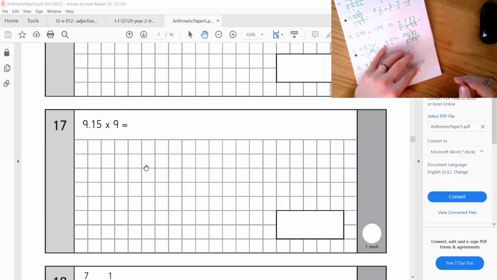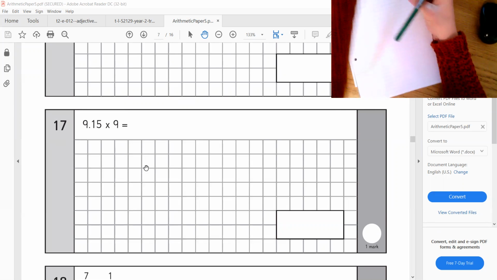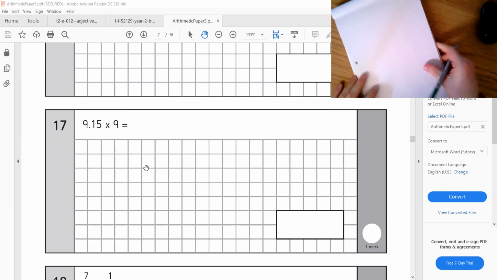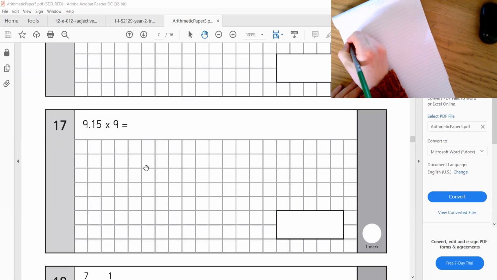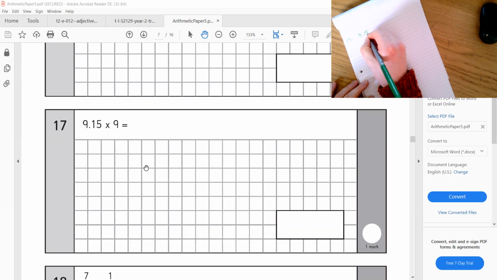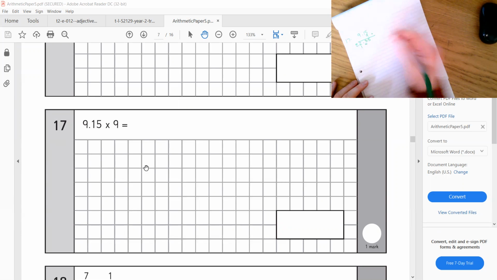Question 17. I'll have to flip over now. You see that? Yeah, question 17. 9.15 times by 9. So 9 times 5 is 45. 1 times 9 is 9. Add the 4, 9, 10, 11, 12, 13. Decimal point, decimal point. 9 times 9 is 81. Add the 1, 82. Okay, so you should have ended up with 82.35.